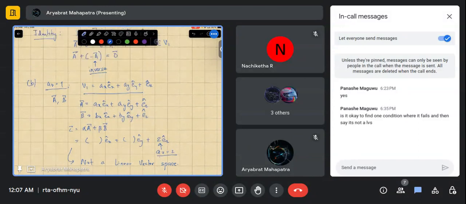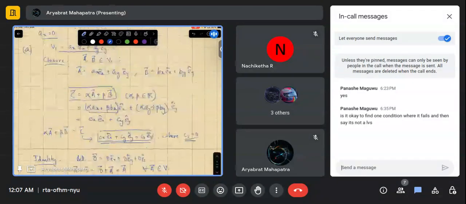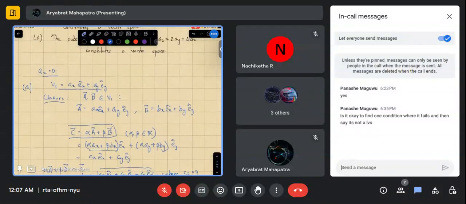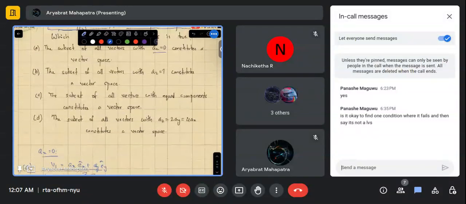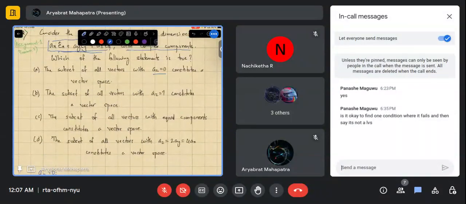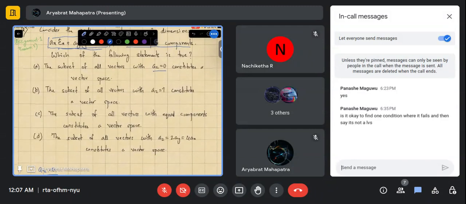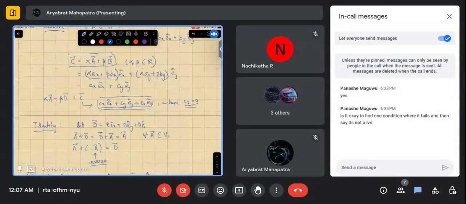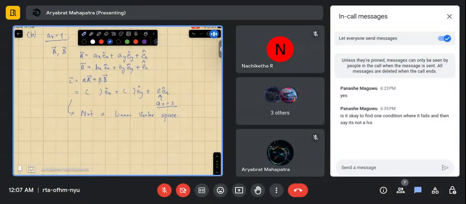So that is for statement B. Now I think we add some more. Statement C says the subset of all vectors with equal components constitutes a vector space. Now the next thing is you have to set ax, ay, and az all equal to each other.